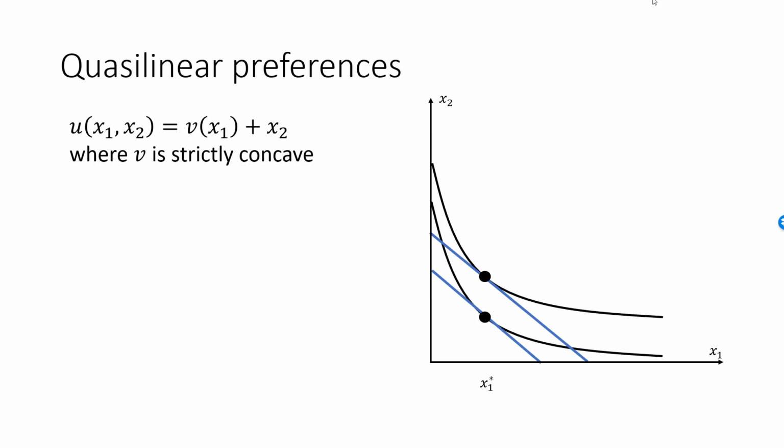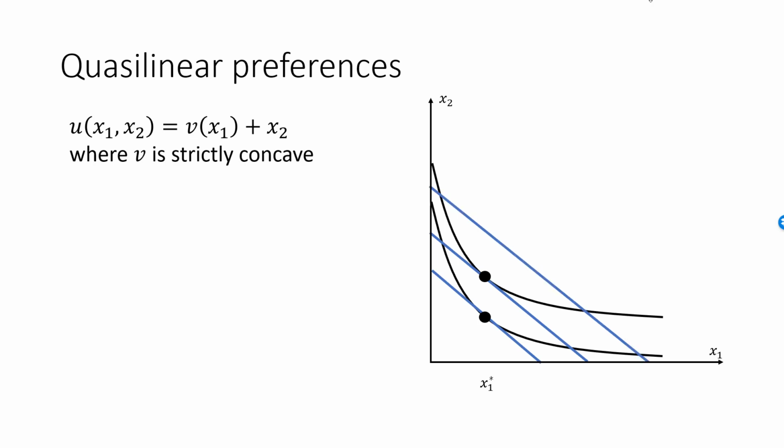The slope of the two budget lines are the same, and with quasi-linear preferences, the slope of the indifference curve will not depend on x2. Therefore, we know that the slope of the indifference curve at the new optimal bundle must be equal to the slope of the budget line, and the first order condition must be satisfied.